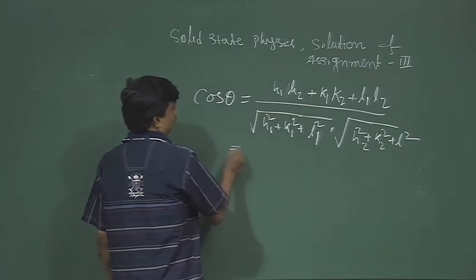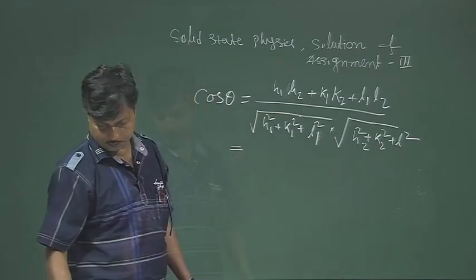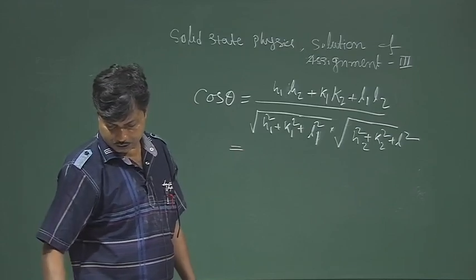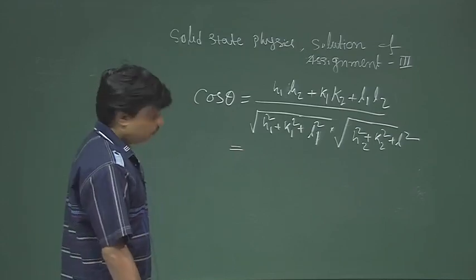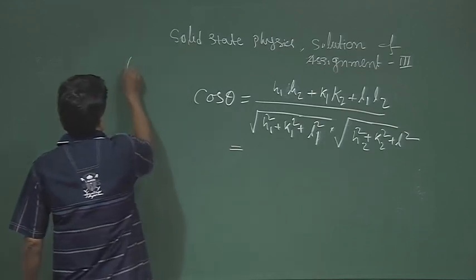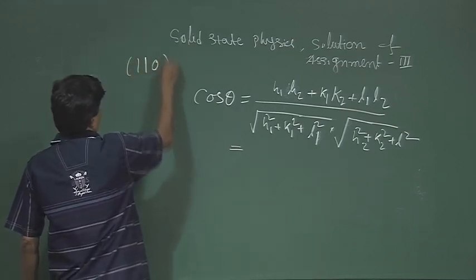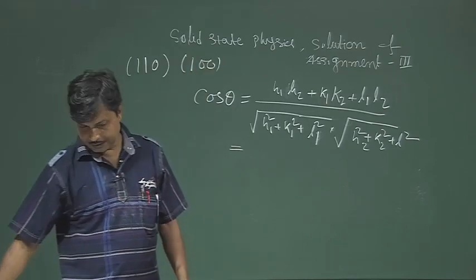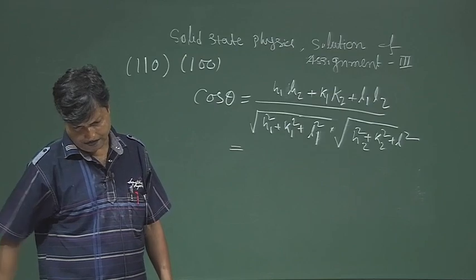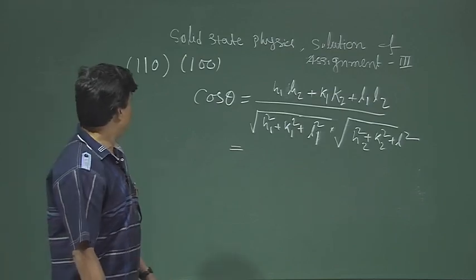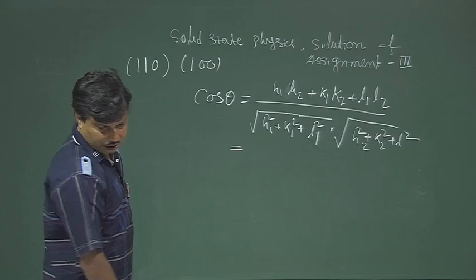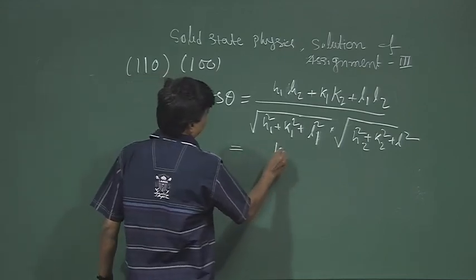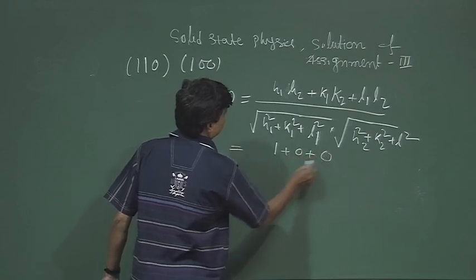So, your planes are 110 and 100. Is it 1 or anything else? No, 110 and 100. These are the planes. So, apply this formula and put the data here. Your H1 H2 will be 1, this is 0, this is also 0.